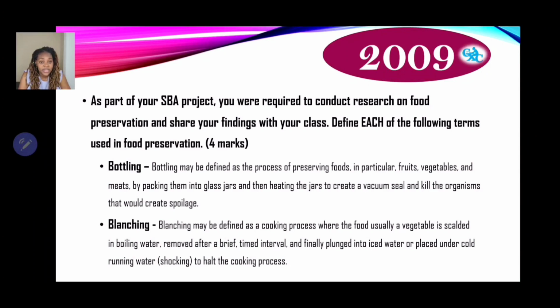Good. Our next term, blanching. Blanching may be defined as the cooking process where food, usually a vegetable, is scalded in boiling water, removed after a brief time interval ranging from 1, 2 to 3 minutes depending on the type of vegetable, and finally plunged into ice water or placed under cold running water, and this process is known as shocking. What this does is to halt the cooking process to prevent the overcooking of the vegetables and also to prevent nutrients from being lost.